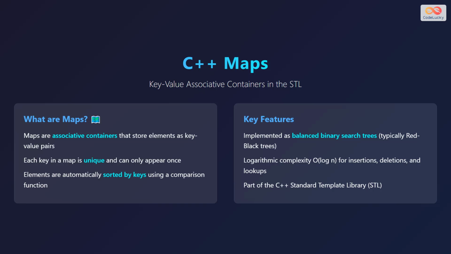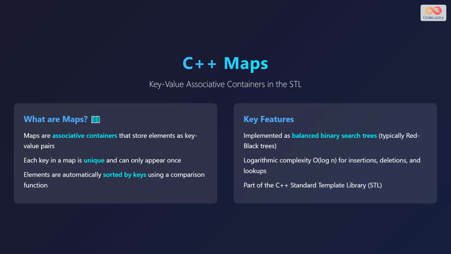Imagine a dictionary where each word, the key, has a definition, the value. Each key in a map is unique and can only appear once, ensuring that there's no ambiguity when retrieving values. Elements in a map are automatically sorted by their keys, using a comparison function. This means that when you iterate through a map, you'll always get the elements in a sorted order based on the keys.